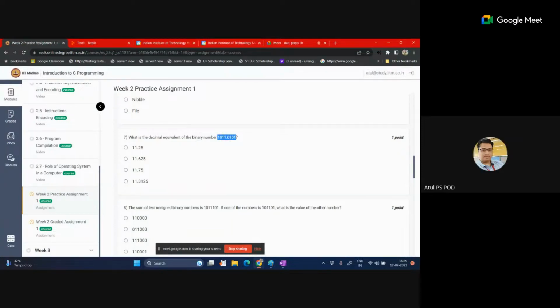The initial part, 1011, you can directly convert. I'm getting 11, but I'm unable to figure out how to evaluate the fraction. For the fraction part you can simply take 0 multiplied by 10 to the power minus 1. Sorry, not 10 to the power minus 1. One second.